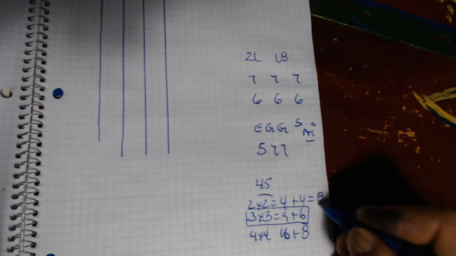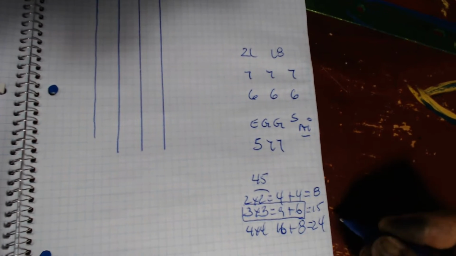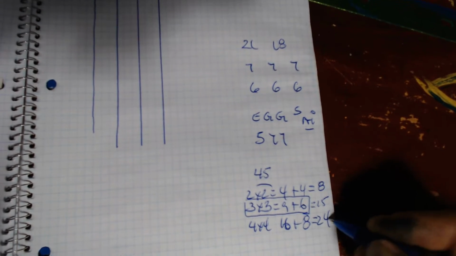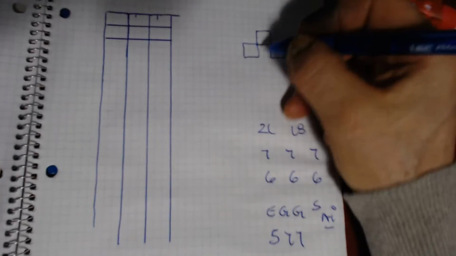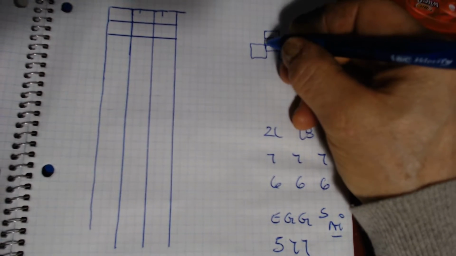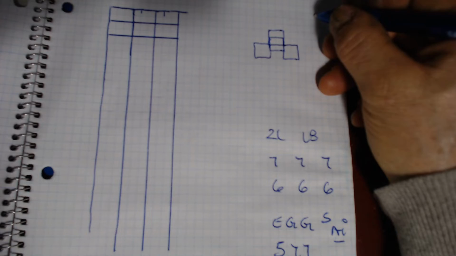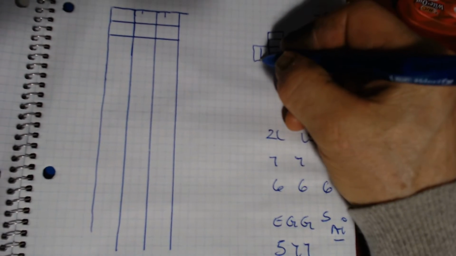This equals 8. This equals 15. This equals 24. 8, 6, 6. 8, 6, 6. Now watch what happens now. Number 8 fits over here. So you have 7 and 8 connecting. That's it, right? Well, your 6.